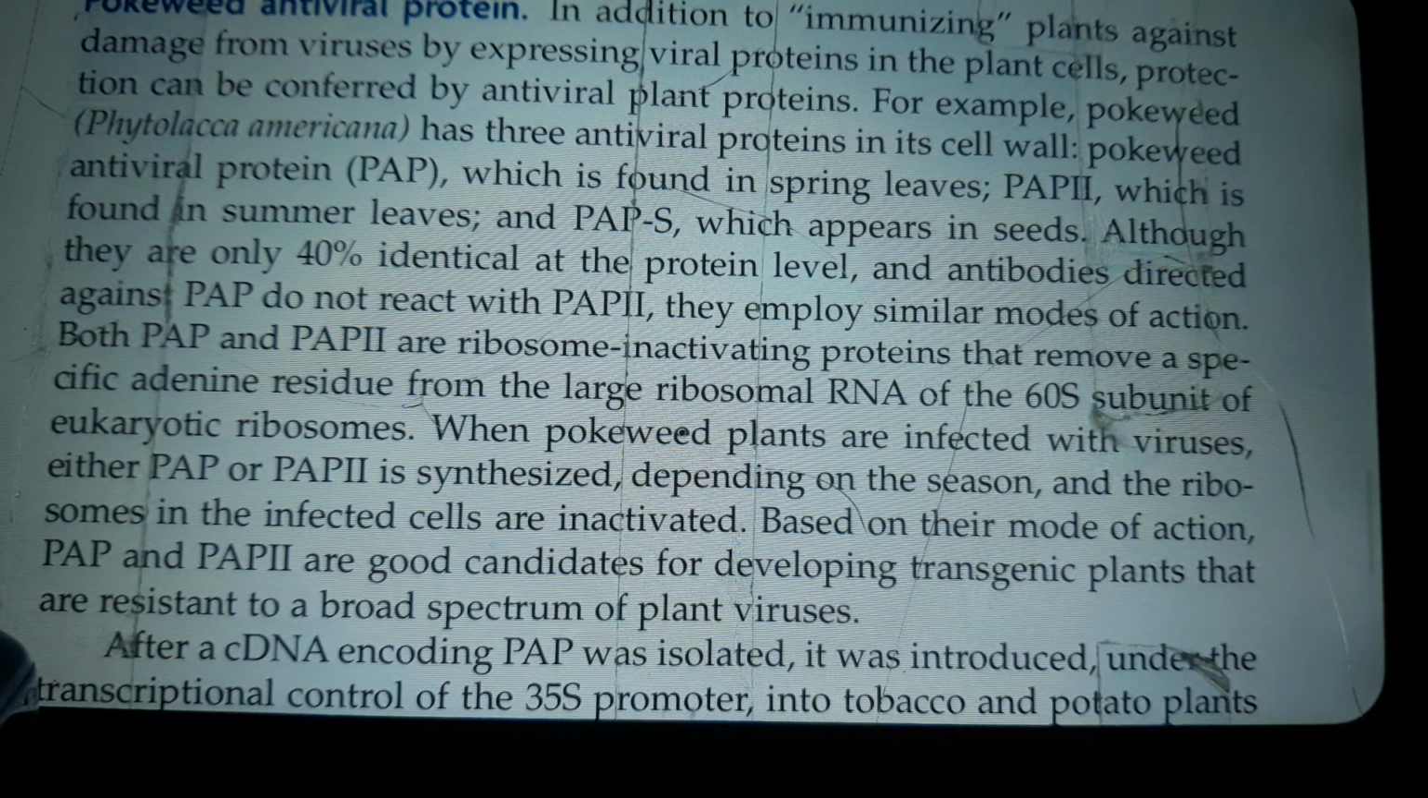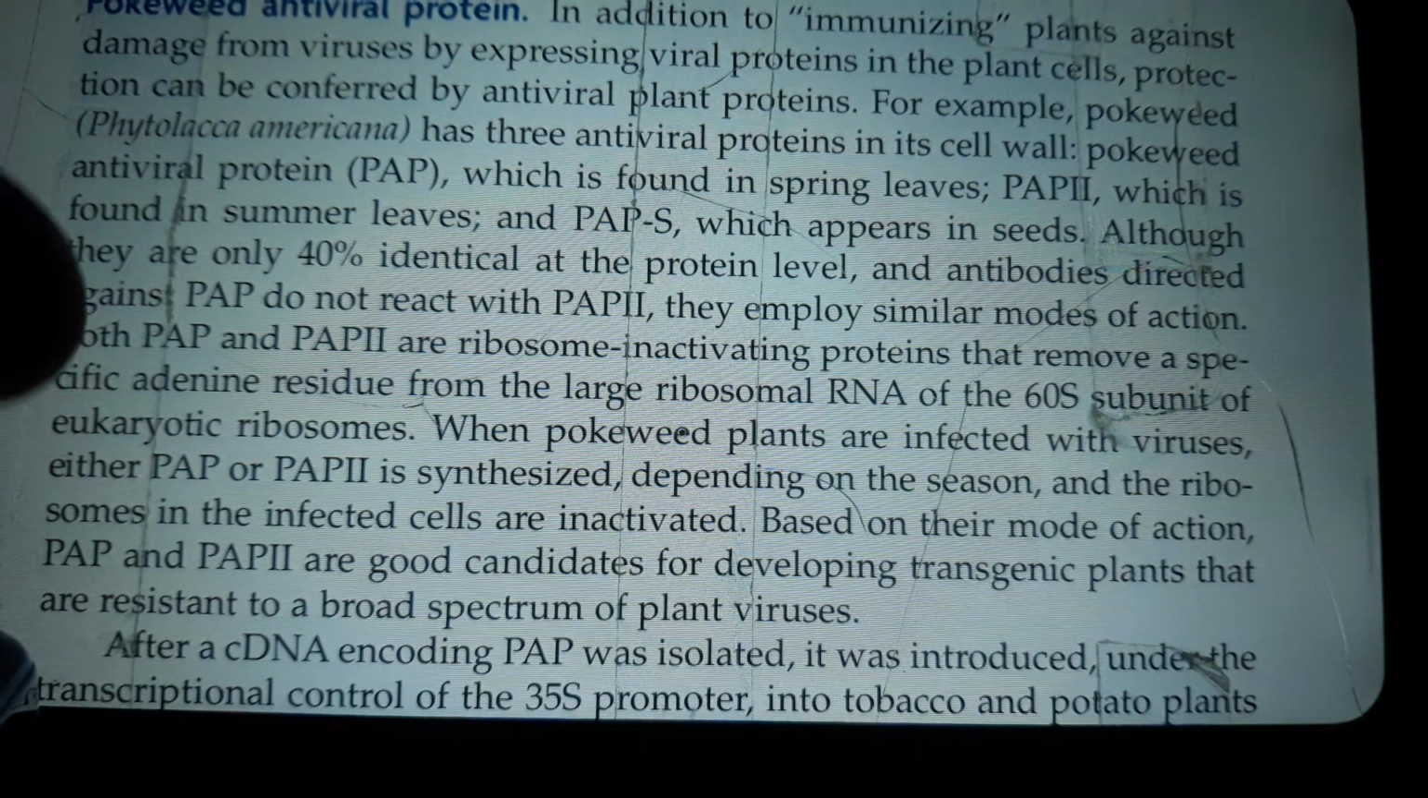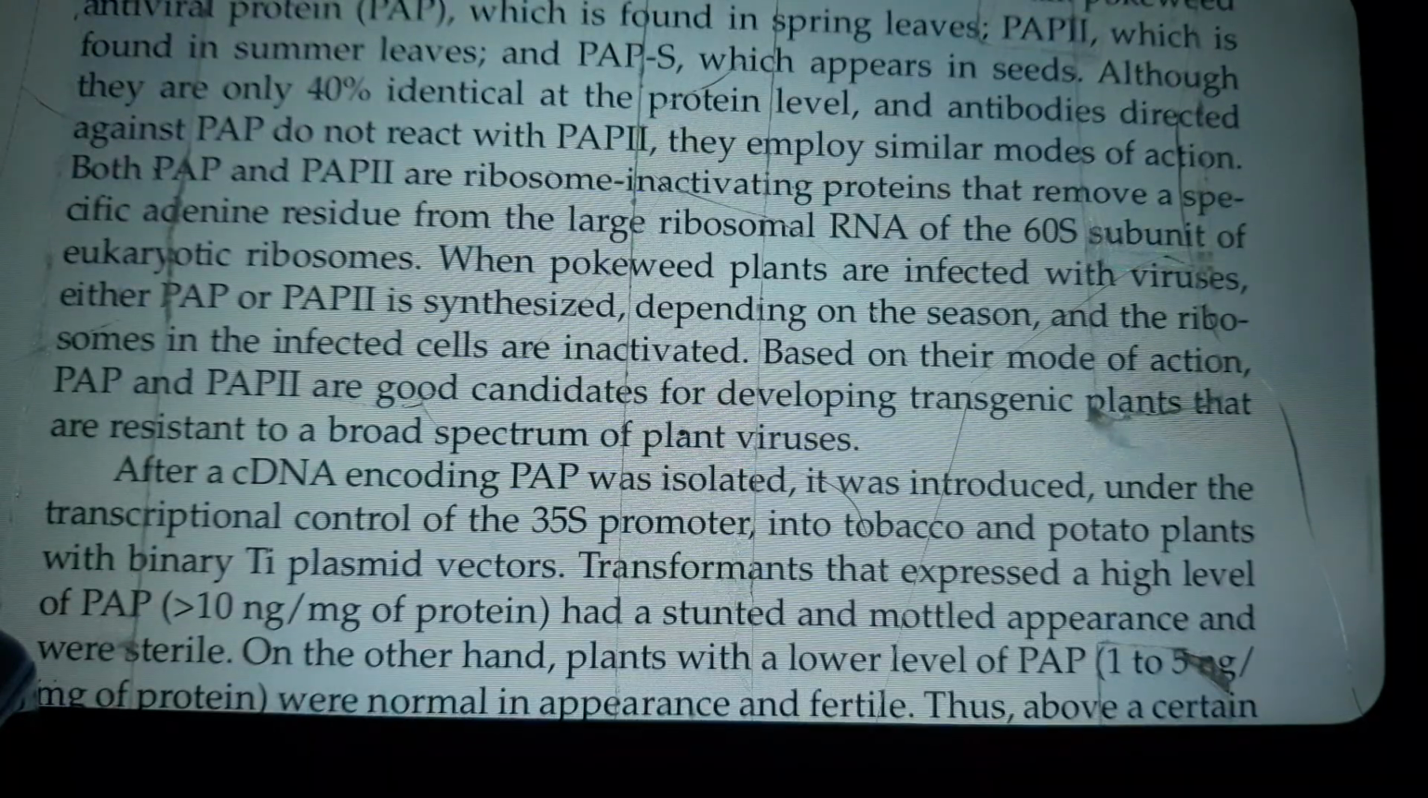For example, pokeweed, Phytolacca americana, has three antiviral proteins in its cell wall: pokeweed antiviral protein, PAP, which is found in spring leaves; PAP2, which is found in summer leaves; and PAP-S, which appears in seeds. Although they are only 40% identical at the protein level and antibodies directed against PAP do not react to PAP2, they employ similar modes of action.